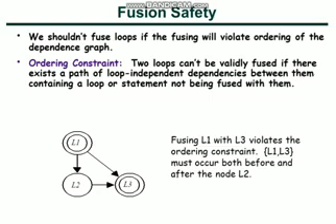Similarly, you have an edge from L1 to L3. It means that L3 can start its execution only after completion of L1. Similarly, L3 can be started only after completion of execution of L2. Now, if you fuse L1 and L3, then you cannot maintain the constraints of the dependence graph.